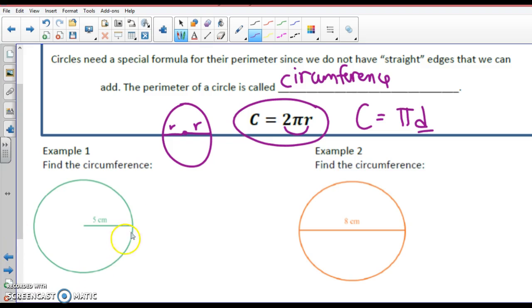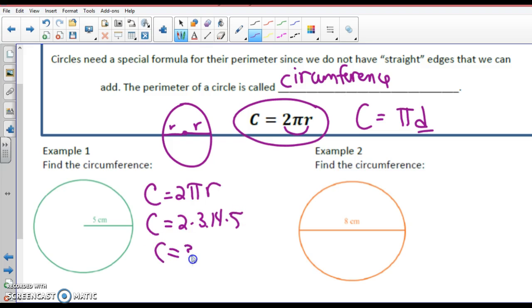So this problem, find the circumference, 2 pi r. Well, the radius is 5. So 2 times 3.14 times 5 is 31.4, and it'll be centimeters. It's not going to be squared because it is perimeter. It's circumference. It's just plain units.